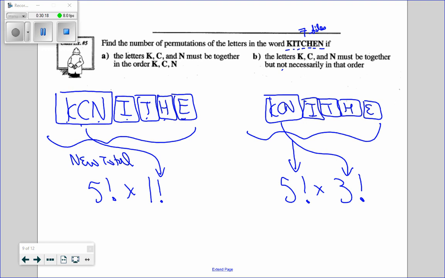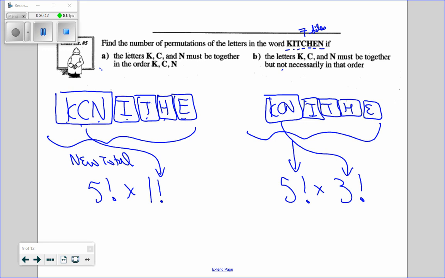So here's a twist on this. Let's go back to part A. I'm going to read the question worded another way, and I want to see if you understand it means the same thing. So the workbook says the letters K, C, and N must be together in the order K, C, and N. The diploma might say the letters K, C, and N must be together and must be in alphabetical order.